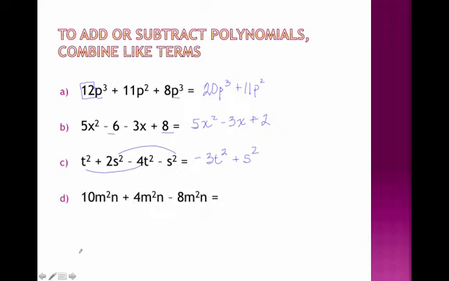I bet you could do this one on your own. We've got an m squared n and an m squared n and an m squared n. They are all the same. These all can be combined. So now I just look for my coefficients. 10 plus 4 minus 8 is 6m squared n. They were all the same, so I can combine them.